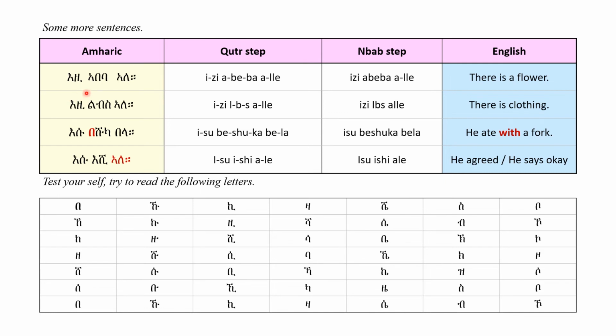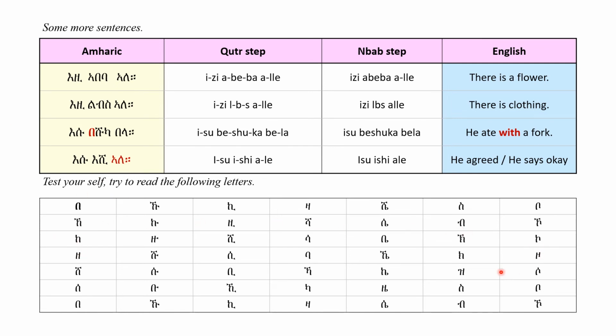እዚህ አበባ አለ. እዚህ ልብስ አለ. እሱ በሹካ በላ. እሱ እሺ አለ. እዚህ አበባ አለ. እዚህ ልብስ አለ እሱ በሹካ በላ እሱ እሺ አለ.